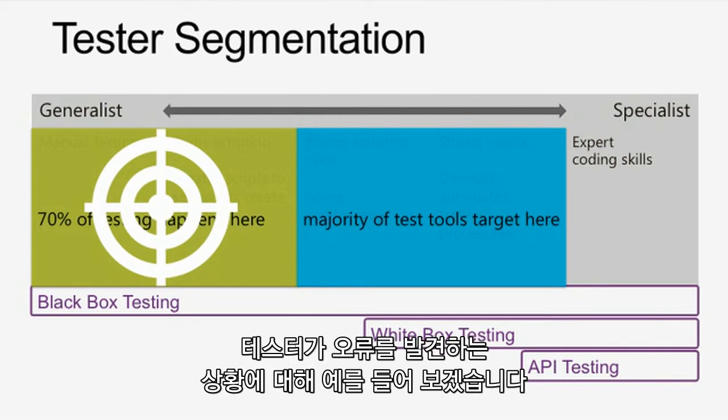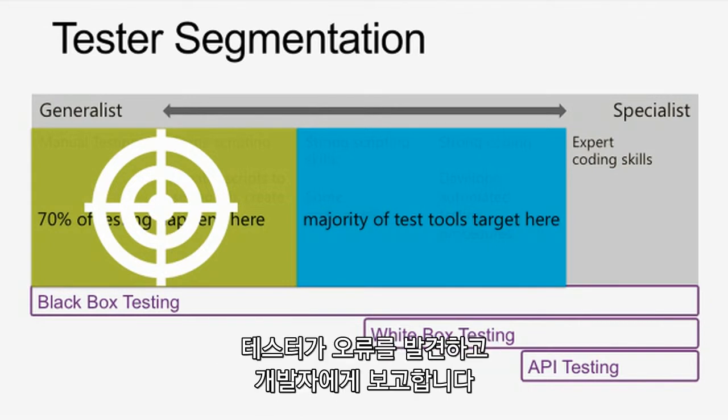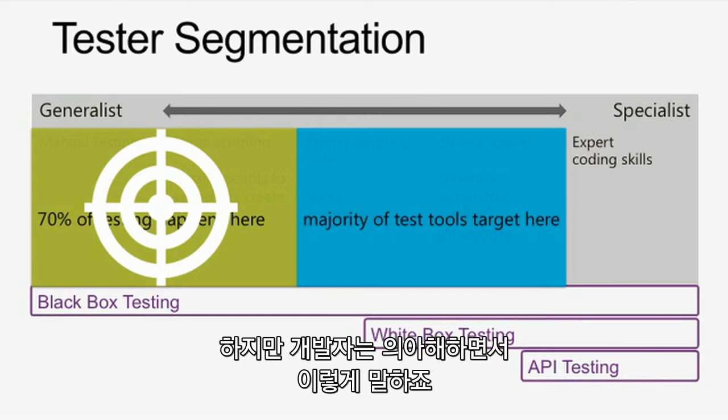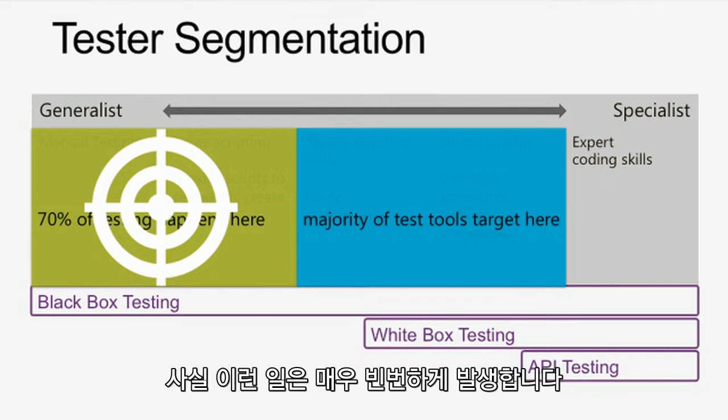We also know that when testers do find a bug, something like this happens. Now, I'm sure we've all been there, probably even on both sides of the equation. A tester finds a bug, and they file it to a developer, and the developer gives them a blank stare and says something to the effect of, well, you know, it works on my machine. This is a problem that happens all the time.